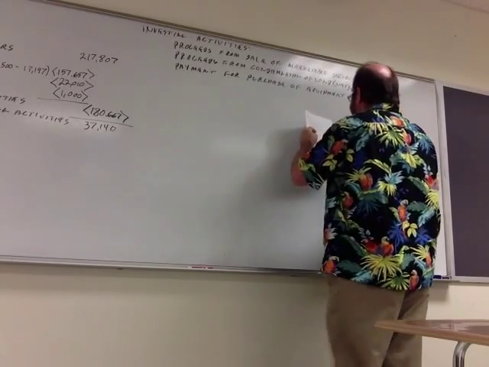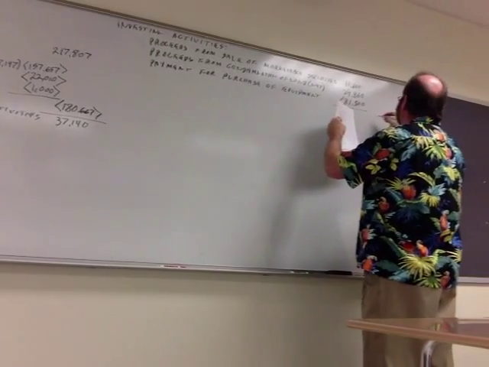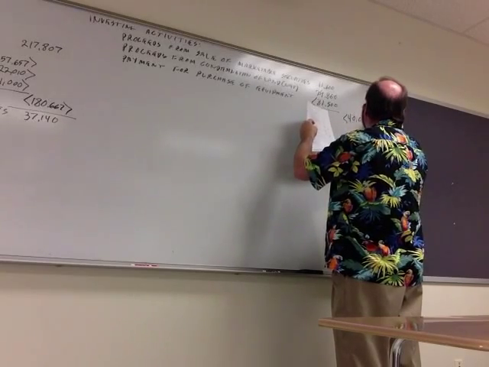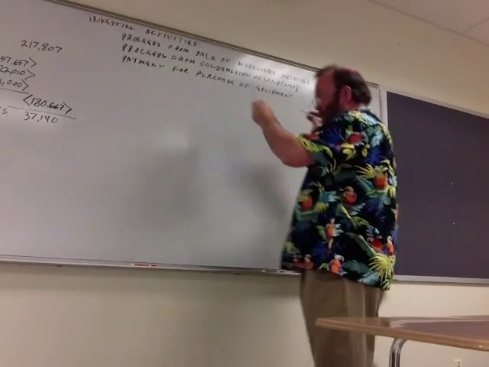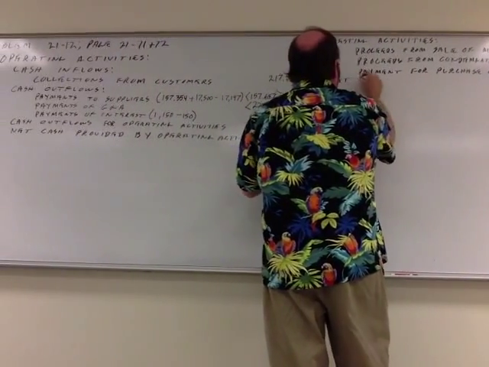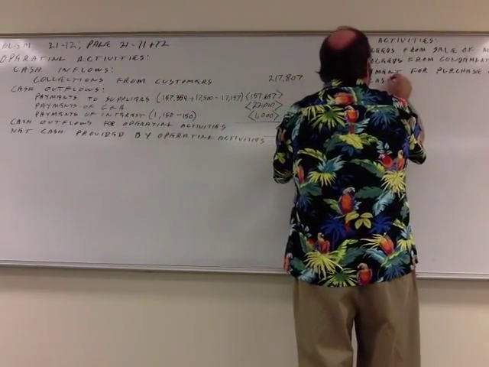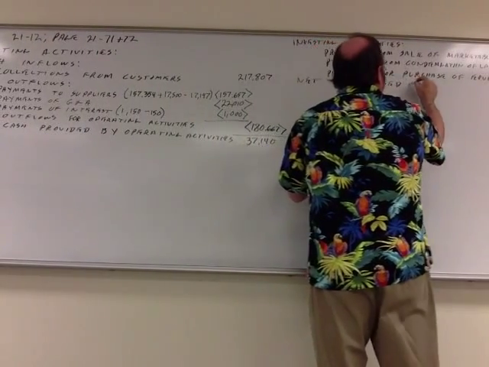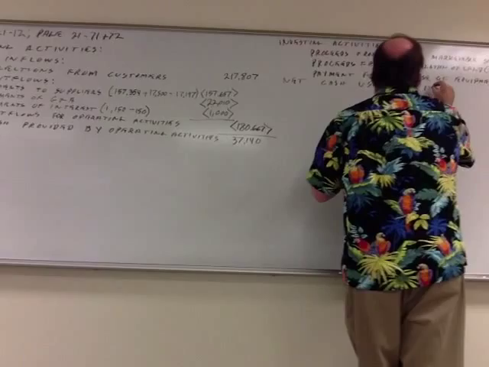And that's it for the asset side of the balance sheet. Add all that up, you get a negative $40,040. And that is net cash used for investing activities.